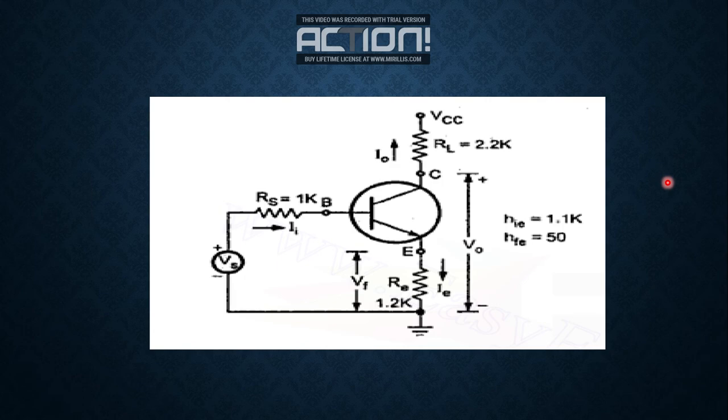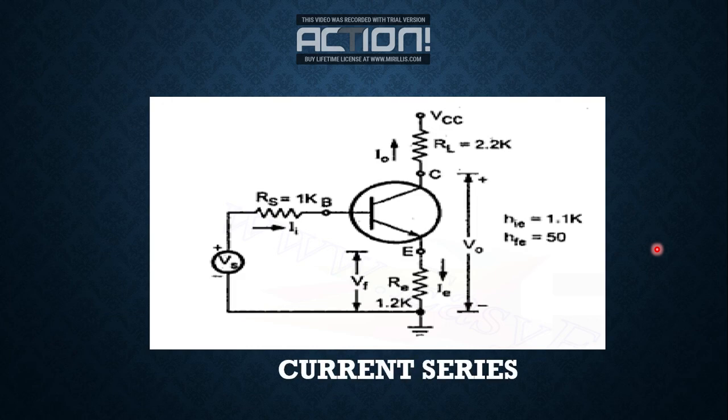Now let's see this problem. This has the topology of the negative feedback, and this is the feedback element. The voltage is measured from this node, so the nodes are not the same, so we can fix that. This is current. It is internally connected to the input side, so we can fix that as series, so we can say that this is current series topology.